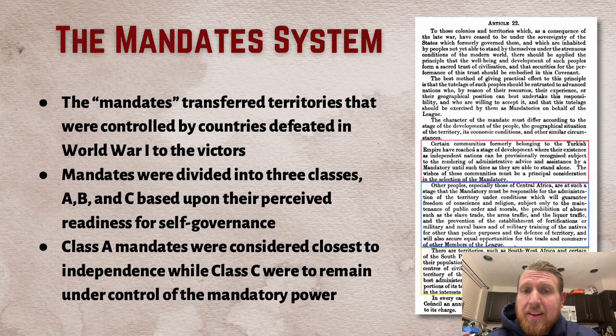The mandates were divided into three classes based on their perceived readiness for self governance, with Class A mandates considered closest to independence, Class B mandates seen as less developed, and Class C mandates consisting largely of territories considered to be the least developed, administered under the laws of the mandatory power as integral portions of their territory. Pictured here is the original article that defines the three mandate classes.